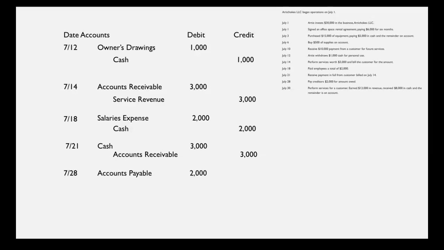So, we want to decrease our accounts payable. And accounts payable is a liability account. So, to decrease a liability, we debit that liability account. Then we need to show how we decreased accounts payable. Well, we decreased it by actually paying these people. So we also want to decrease our cash by that 2,000. So we debit accounts payable to decrease that account, and then we credit cash to decrease that account as well.